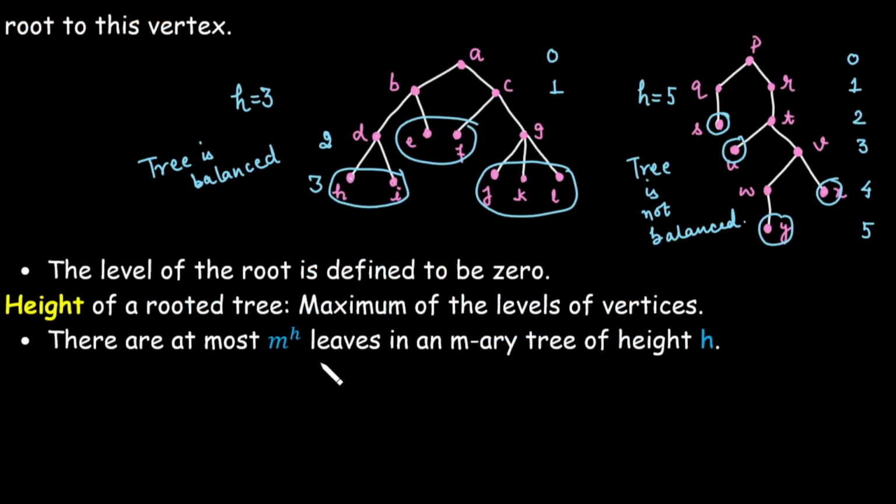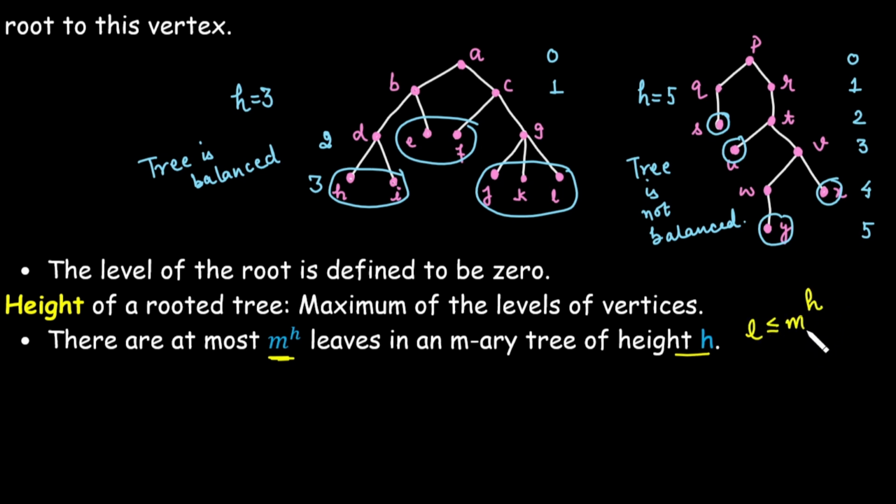Note that we have another result related to the height and the leaves. The first result is that for an m-ary tree with height h, the total number of leaves is always less than or equal to m raised to the power h. This means there are at most m to the power h leaves in an m-ary tree with height h. So what does it indicate? It says that the number of leaves is less than or equal to m to the power h.